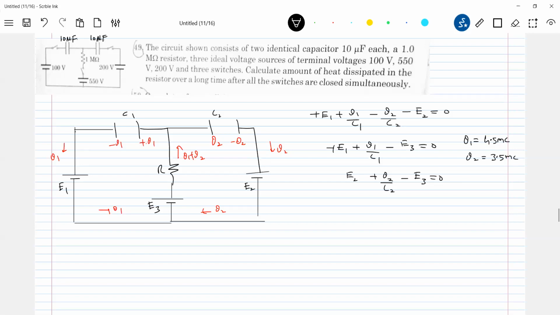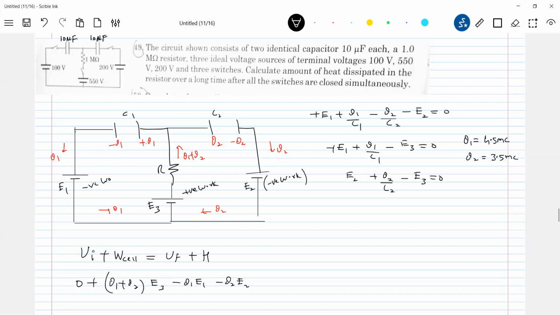Work done by the cells. Initial energy in the circuit: initially there's no charge in the circuit. So initial energy plus work done by the cells equals final energy of the circuit plus heat generated. Initial energy in the circuit is 0. Work done by the cells is Q1 plus Q2 into E3, minus Q1 into E1, minus Q2 into E2. Why negative sign for E1, E2? Positive charge enters the positive terminal, so negative work; otherwise positive work.